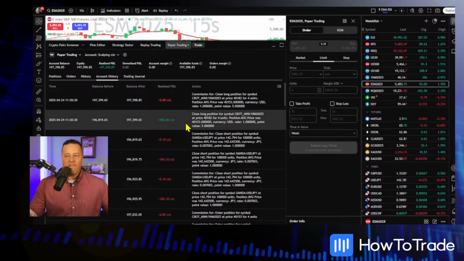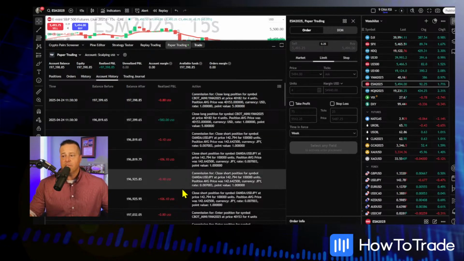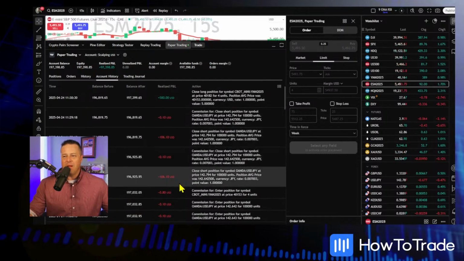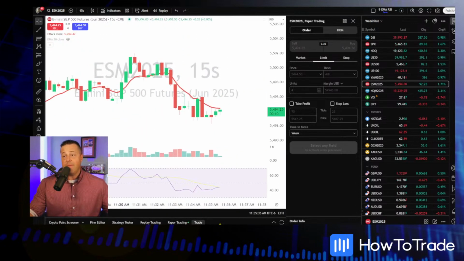Okay, we made 580 on the E-mini trade. That was a pretty good one. And we lost $106. Let's see. About $206 on our short position on that yen trade. So we're up about 350. And remember, these are demo dollars, but really not too bad of a day for 30 minutes.